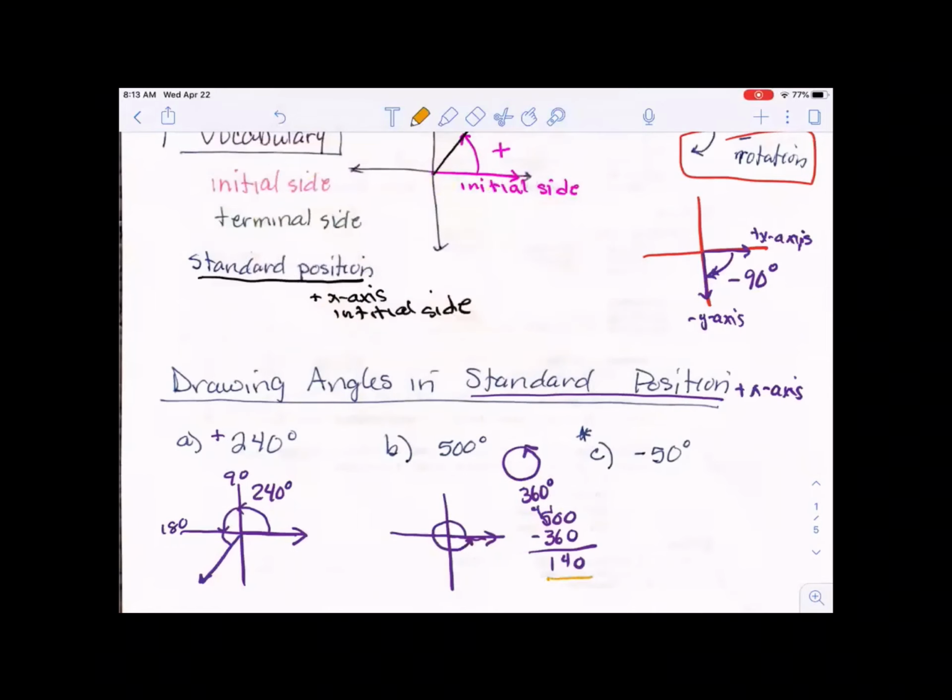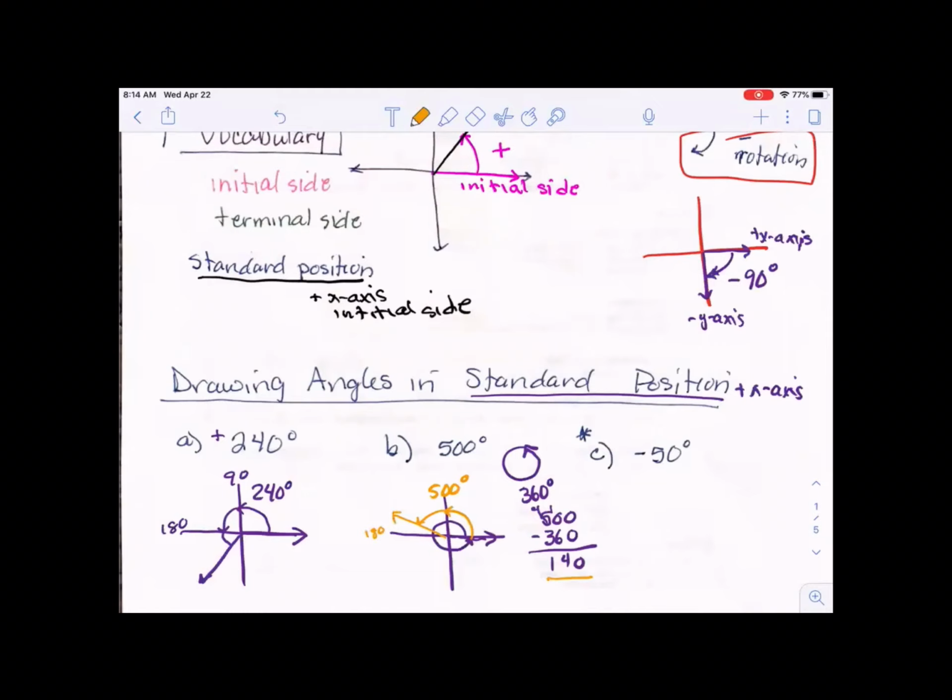So let's switch the pencil. To get this extra 140 degrees from where I ended my first circle, there's 90. 180 would put me over here. I don't want to go 180. I want to go 40 degrees less than that. So I'm going to draw in my terminal ray right about there. It doesn't have to be exact, because we're going to cover ourselves by writing right on our little diagram my 500 degrees.